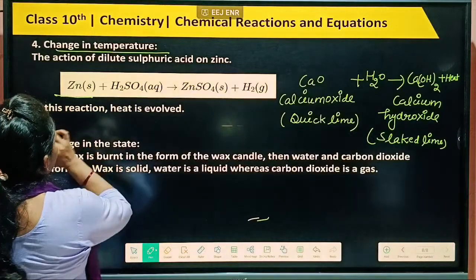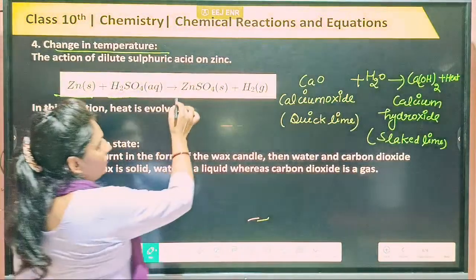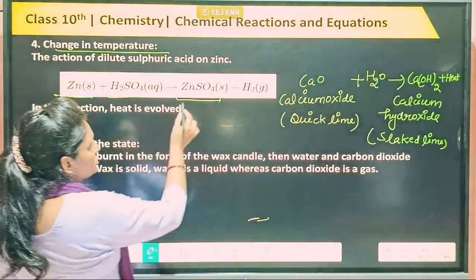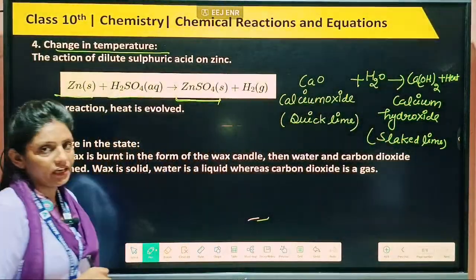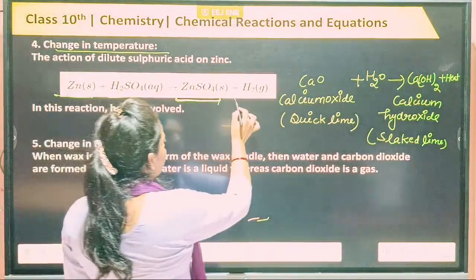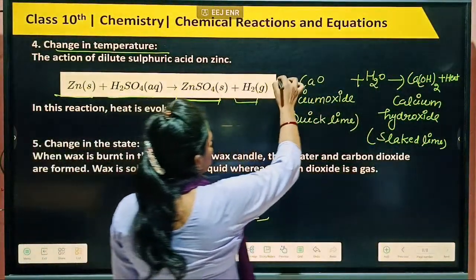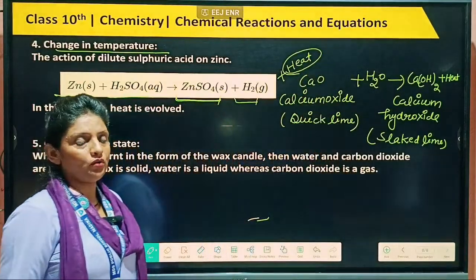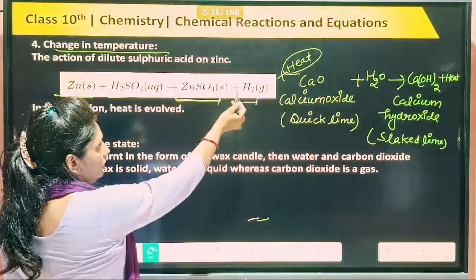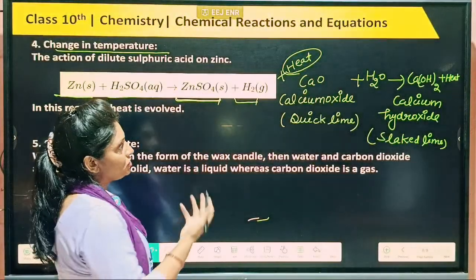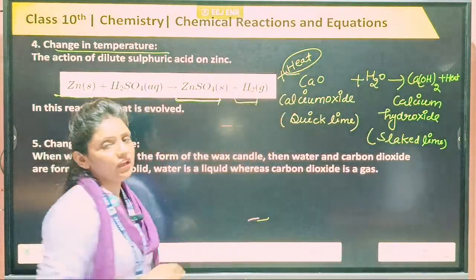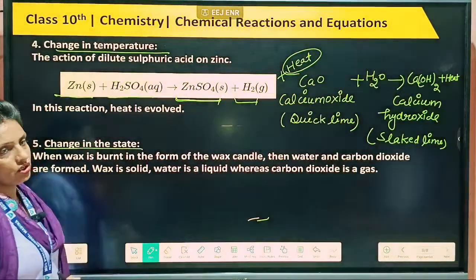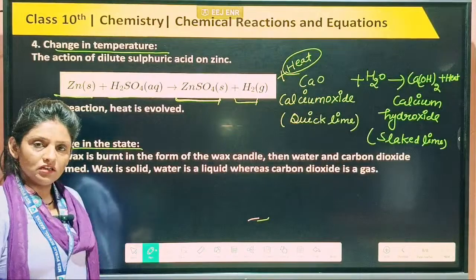Okay, so if you have Zn, zinc, plus sulfuric acid, then students, formation of zinc sulfate, ZnSO4, plus hydrogen gas takes place, plus some amount of heat is also evolved during this reaction. You can take this reaction as an example of evolution of gas as well as evolution of heat, meaning change in temperature.